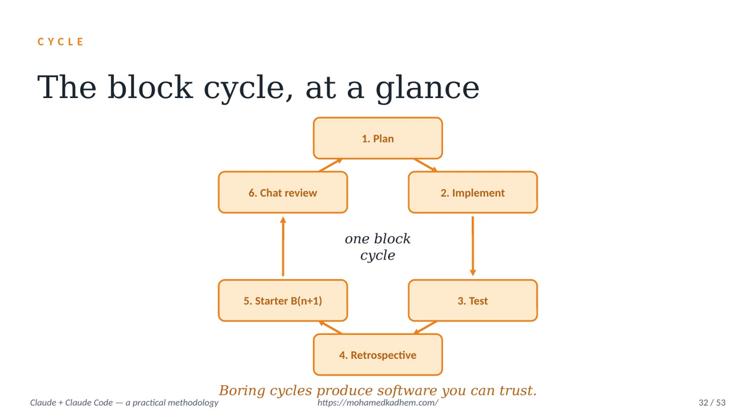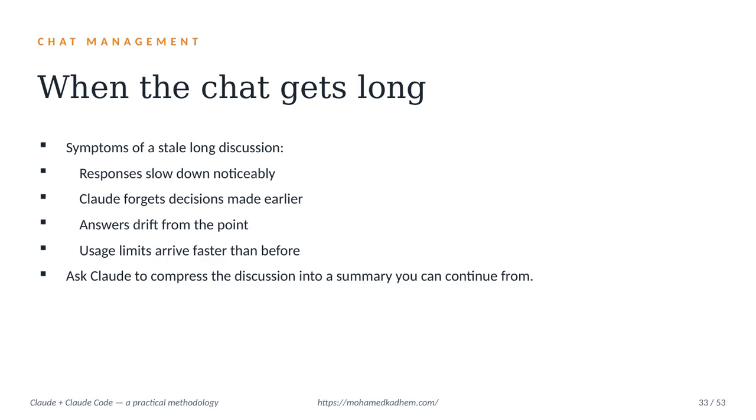The cycle is boring, and that is the point. Boring cycles produce software you can trust. Exciting cycles produce software that surprises you in the worst way. Three months later, a running discussion with Claude accumulates context. That is useful. Until it becomes too much.